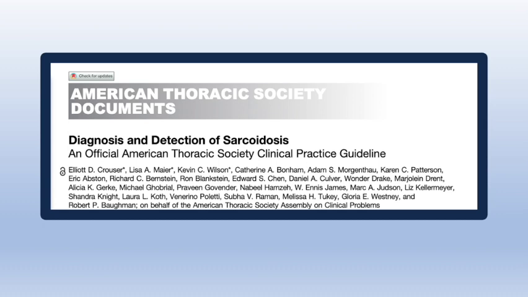So the American Thoracic Society document for diagnosis and detection of sarcoidosis was published in April 2020, and this guideline document is basically a practice recommendation document which reviews the literature available for various aspects regarding the diagnosis of sarcoidosis. It does not deal with treatment, and treatment is dealt in the ERS document that was published in the consecutive year.